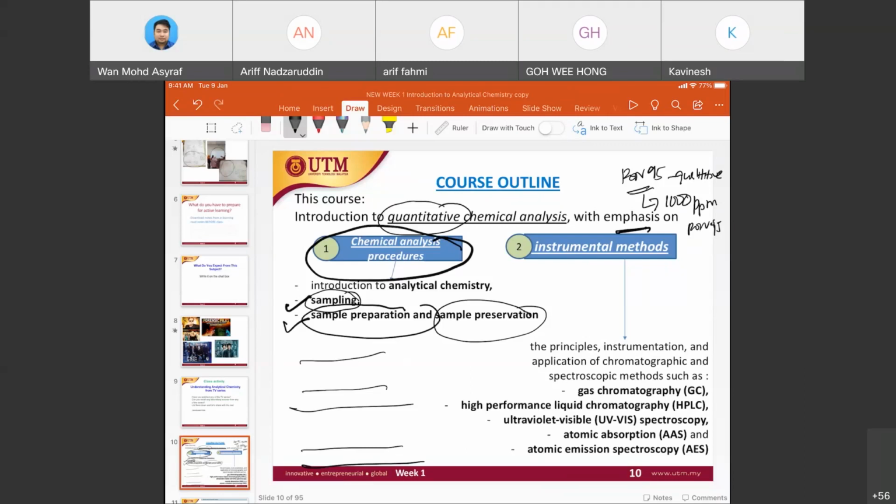Okay, and then combined with instrumental methods. Instrumental methods in this case, you will learn about the principles, the instrumentation, and the application of chromatographic and spectroscopic methods on these 1, 2, 3, 4, 5 instruments. Okay, these 5 instruments: gas chromatography, high performance liquid chromatography, ultraviolet spectroscopy, atomic absorption, and lastly atomic emission spectroscopy.